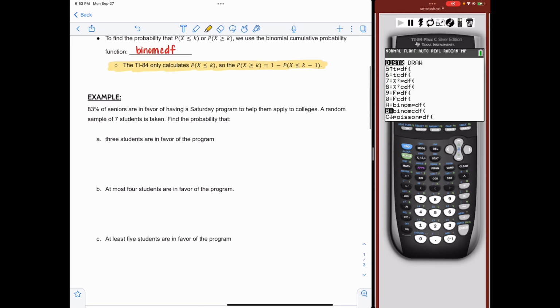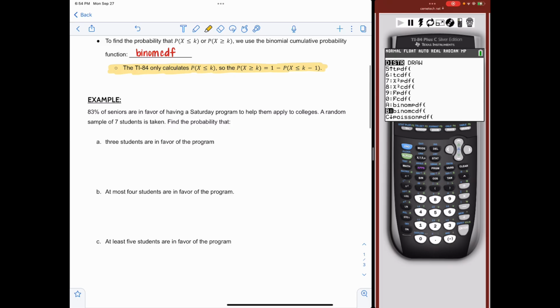So let's look at an example here. 83% of the seniors are in favor of having a Saturday program to help them apply to colleges. A random sample of 7 students is taken. Find the probability that 3 students are in favor of the program. So we want to find the probability that 3 students are in favor. So I'm saying that I want x to be equal to 3.